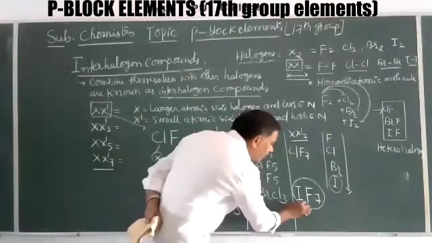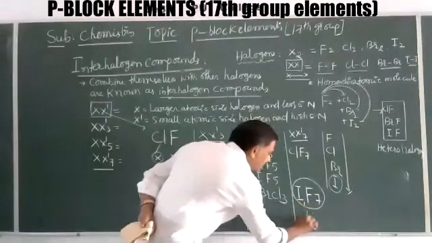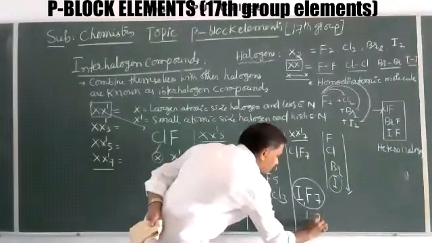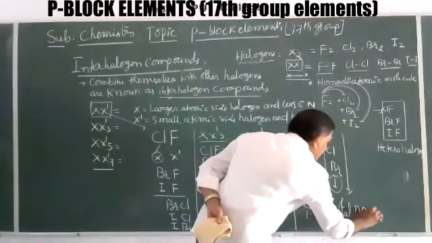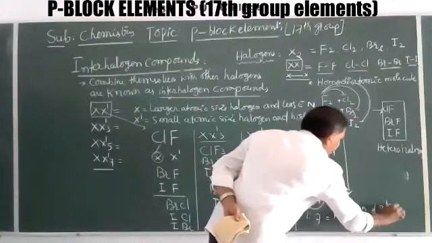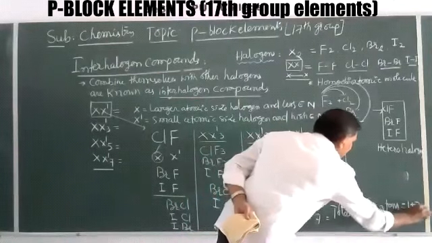See here, iodine is 1, fluorine is 7. This is a 1:7 ratio. Total number of atoms, how many are there here? Total number of atoms is 8, 1 plus 7, 8.